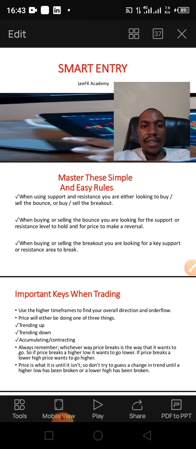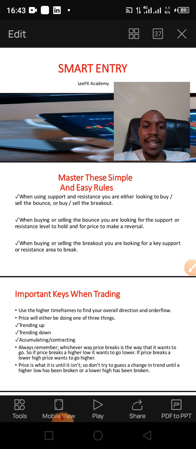The lesson we are looking at today is called Smart Entry. So what is Smart Entry? Smart Entry is a strategy that you need to focus on. It will help you to trade, to know when to enter, when to come out, and to know what is the best opportunity or potential trade. We'll look at some rules that you need to follow.